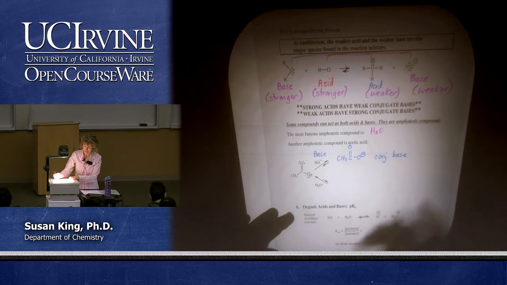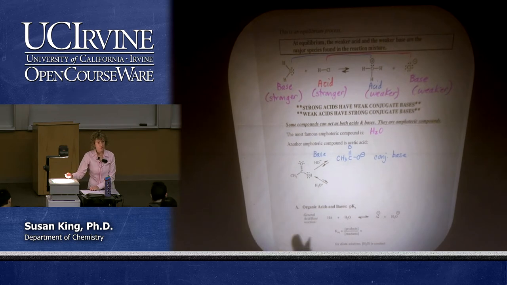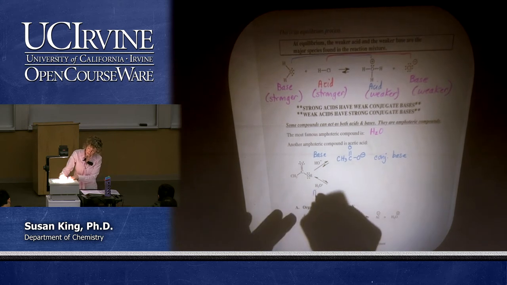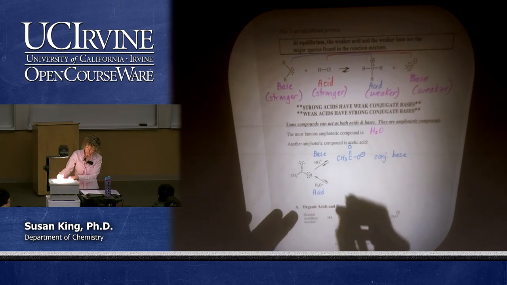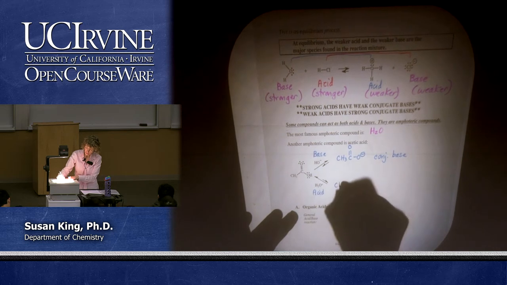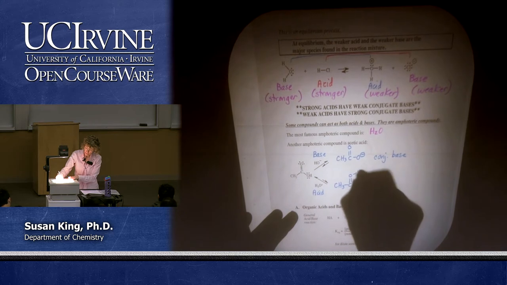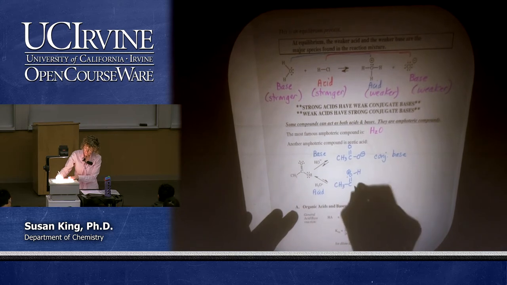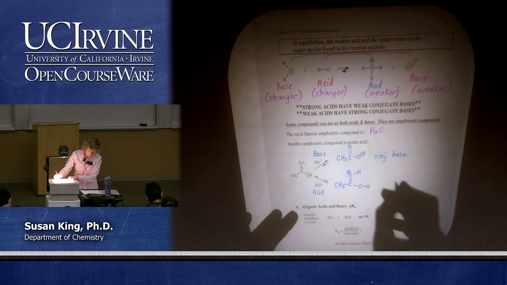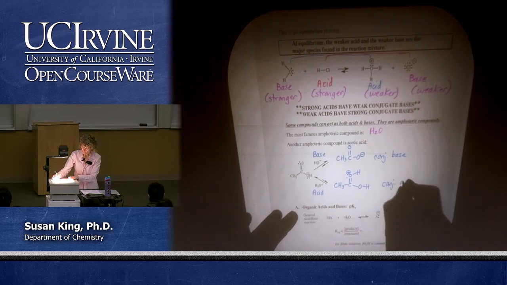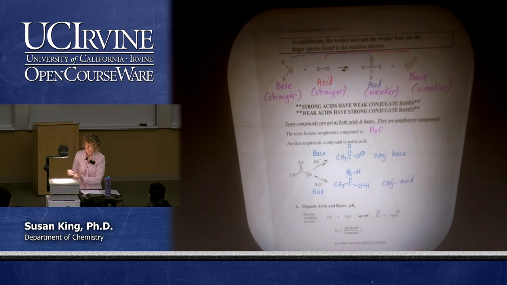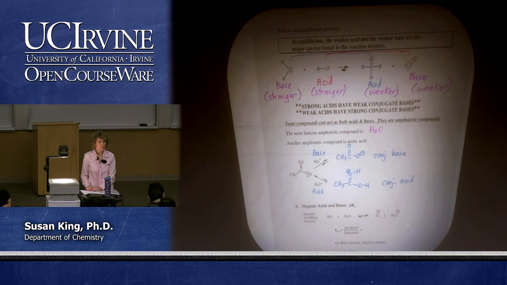What you probably haven't seen is that if we treat acetic acid with a strong acid, so an acid that's stronger than it is, it's already an acid, but if we treat that with a strong acid, we can actually protonate on the oxygen of the carbon-oxygen double bond. So there's our conjugate acid. All right, so that's another amphoteric compound. I can also think of some other ones like ammonia, which are also amphoteric.